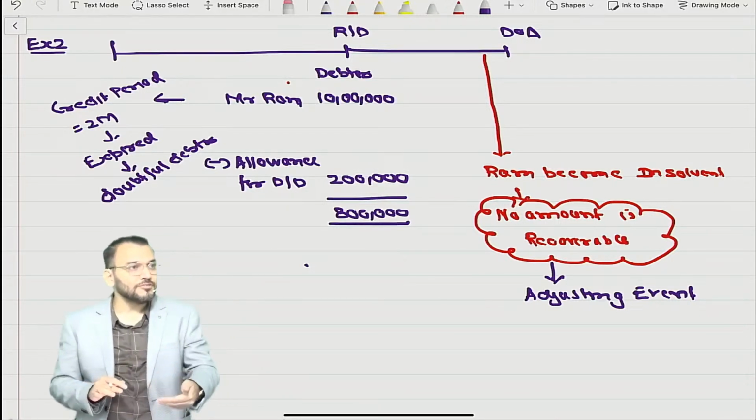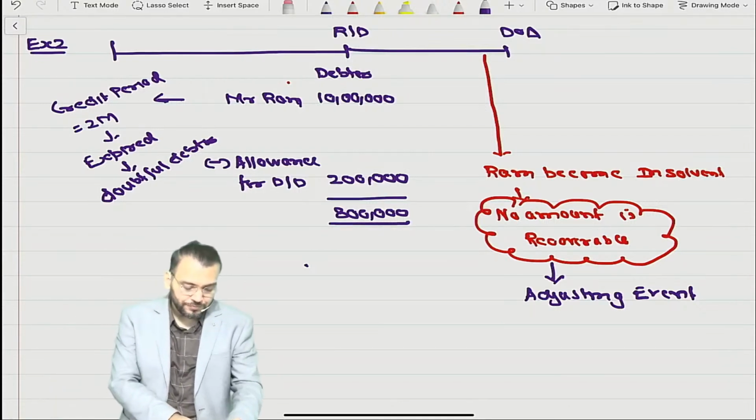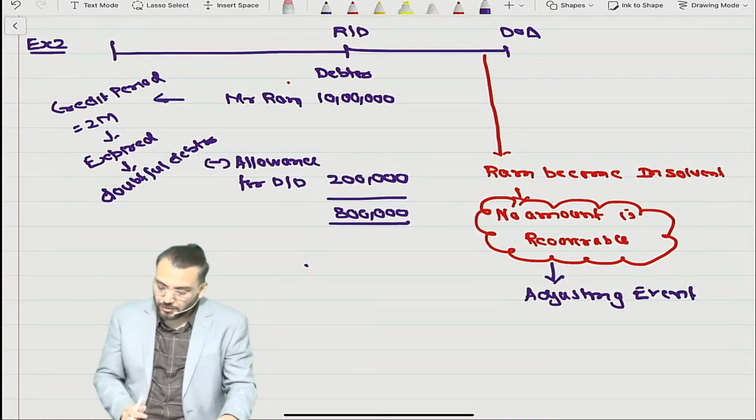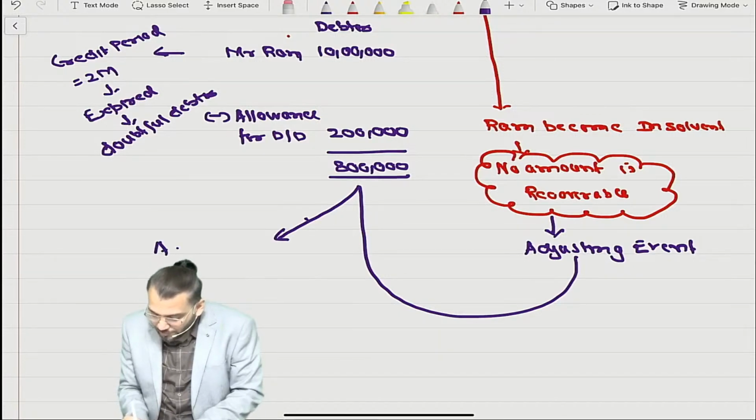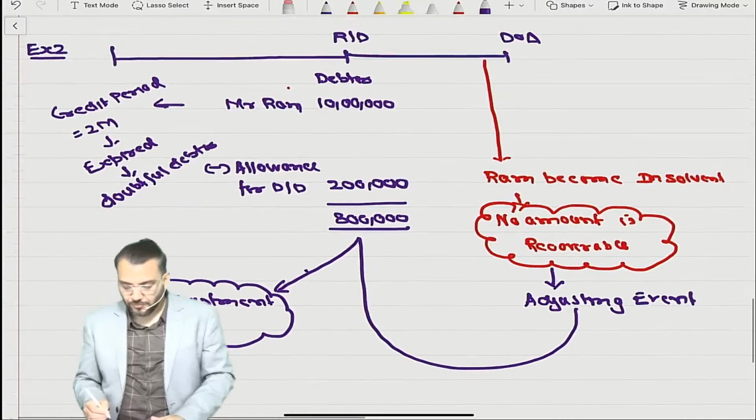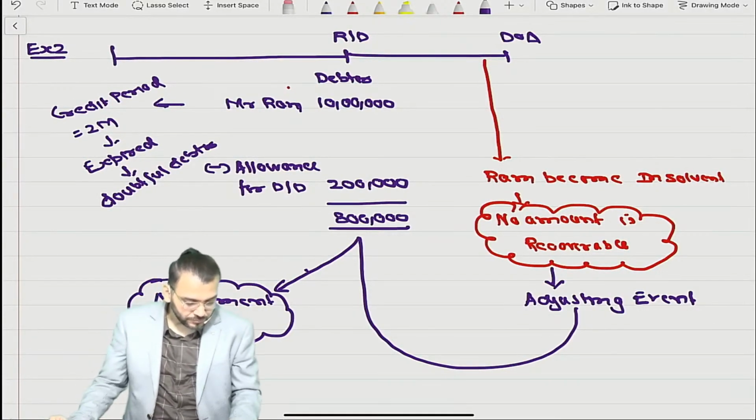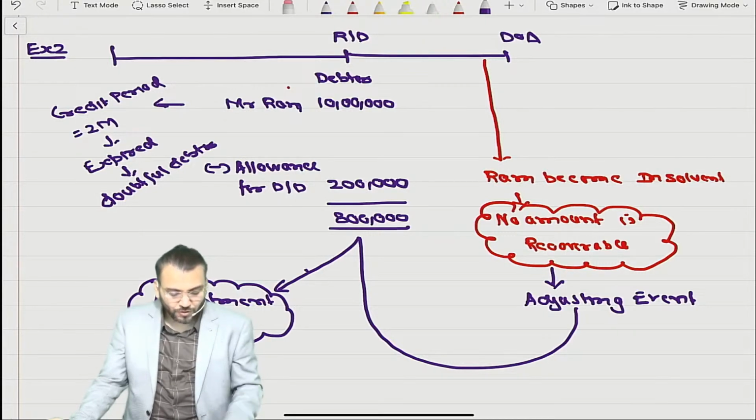Why it is not a non-adjusting event? I think you have understood adjusting event. But my question to you all, what is my question? You can say, because if it is an adjusting event, you need to pass some adjustment entry here. So what will be the adjustment entry? What will be the adjustment entry on 31st March? Say it. What will be the journal entry?